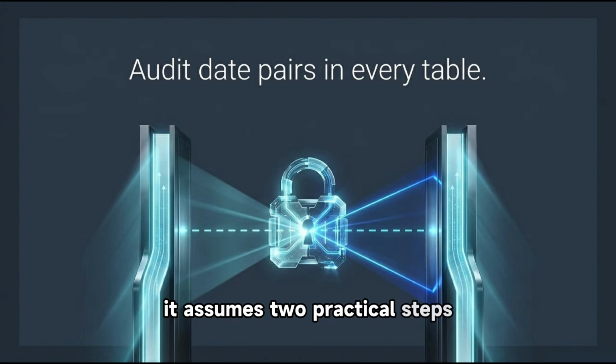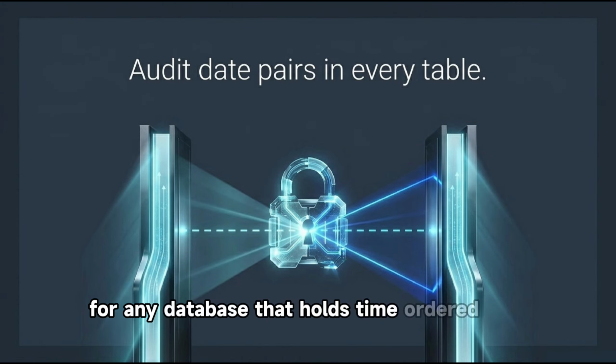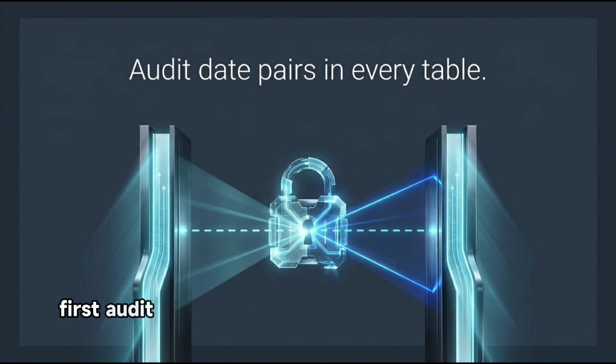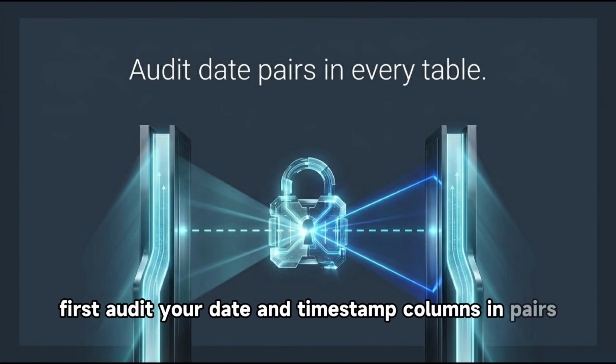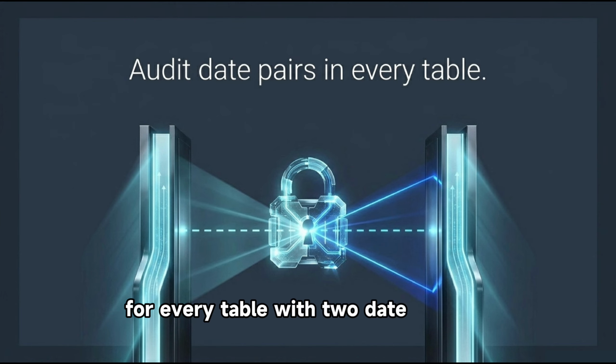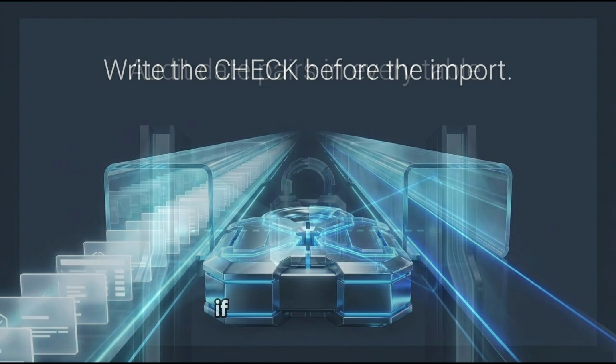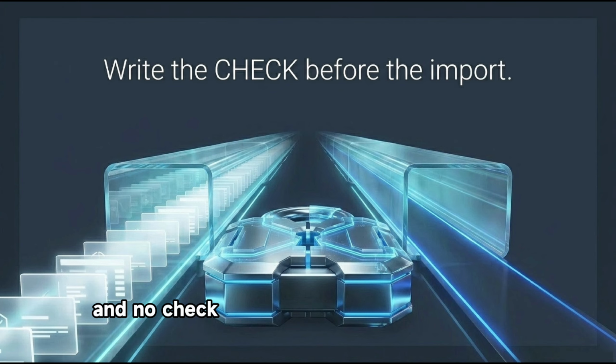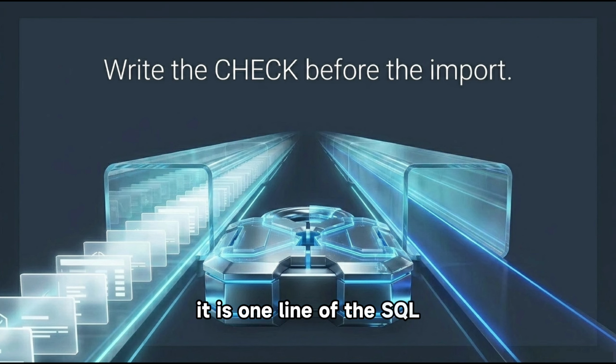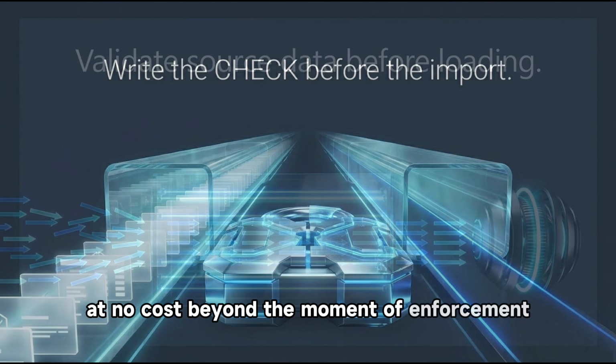Two practical steps for any database that holds time-ordered data. First, audit your date and timestamp columns in pairs. For every table with two date columns, ask whether a relationship between them should always hold. If the answer is yes, and no check constraint currently enforces it, that is a gap. Write the constraint. It is one line of SQL. It will run on every insert and update from that moment forward for the lifetime of the table, at no cost beyond the moment of enforcement.